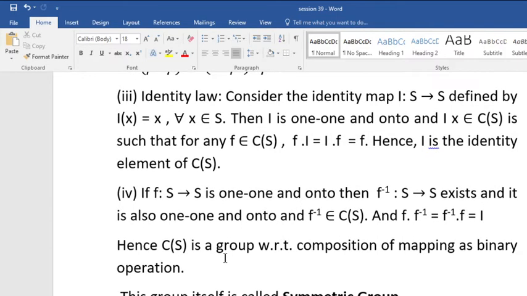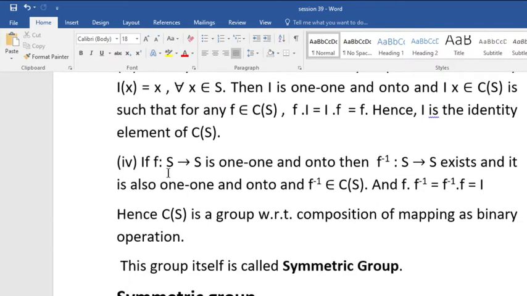Fourth one, inverse law. If f from S to S is one-one and onto, then we know that f inverse from S to S also exists, and it is also one-one and onto by the properties of functions, and f inverse belongs to C of S, and we have f into f inverse is equal to f inverse into f is equal to the identity mapping.